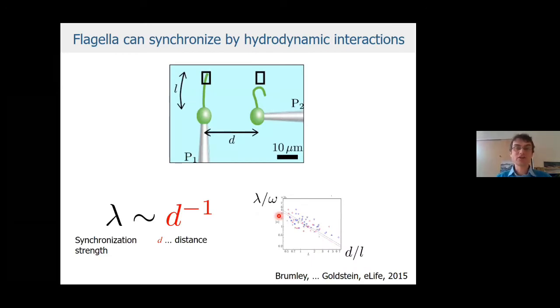And this is again data from the Brumley experiment with the 2 monociliated cells held in micropipettes at a distance. And there they could also record how the synchronization strength between the 2 cilia depends on the distance d between the cilia, and they observed an inverse, a reciprocal dependence as 1/d, as predicted by theory.